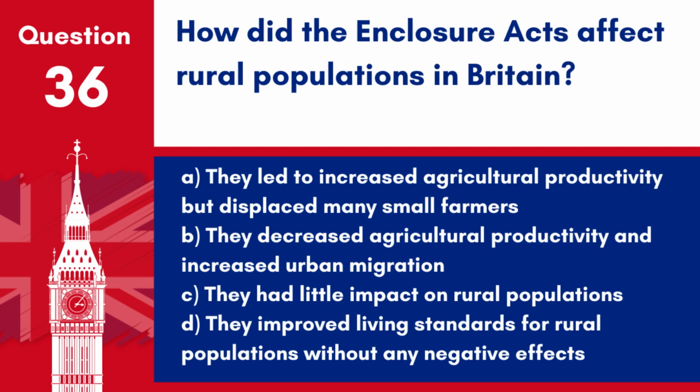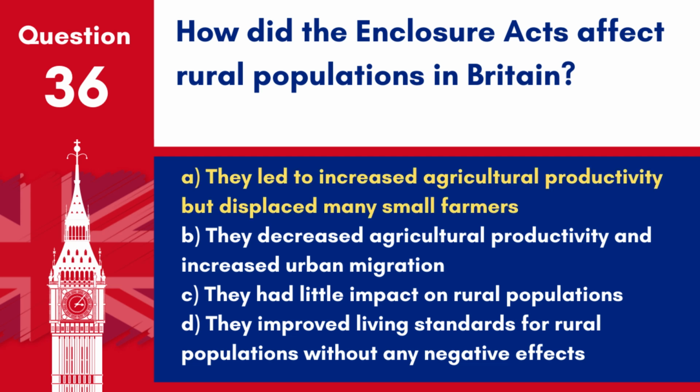Question 36. How did the Enclosure Acts affect rural populations in Britain? A. They led to increased agricultural productivity, but displaced many small farmers. B. They decreased agricultural productivity and increased urban migration. C. They had little impact on rural populations. D. They improved living standards for rural populations without any negative effects.